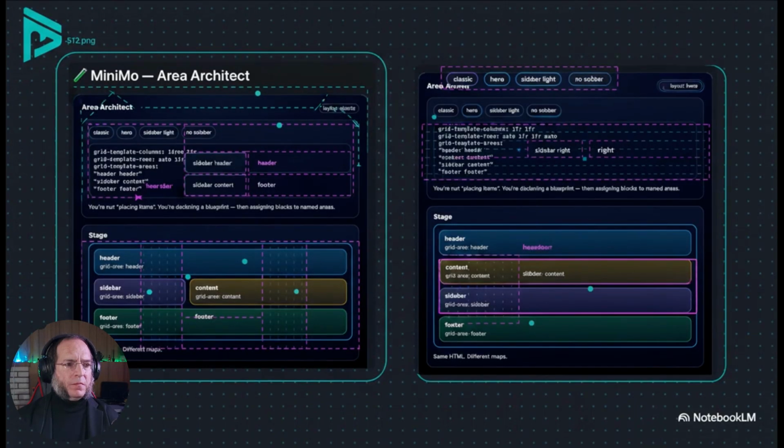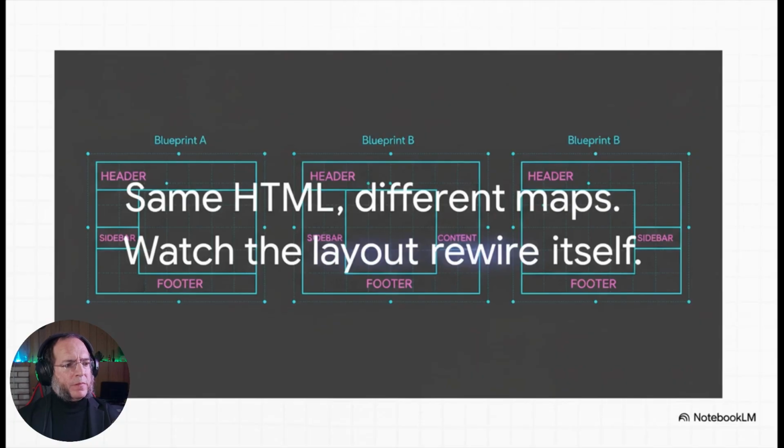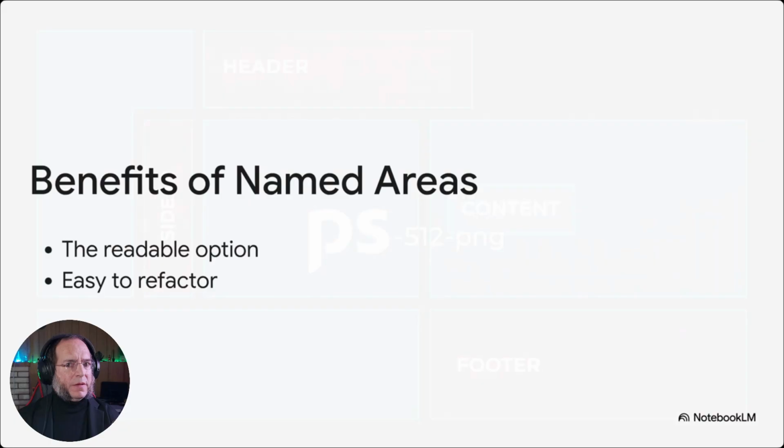We've got the same HTML, but two completely different blueprints. Just swap the blueprint and bam, the entire layout rewrites itself. No HTML touched. Why do this?